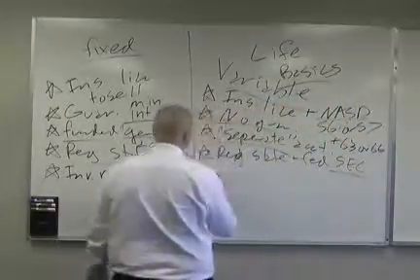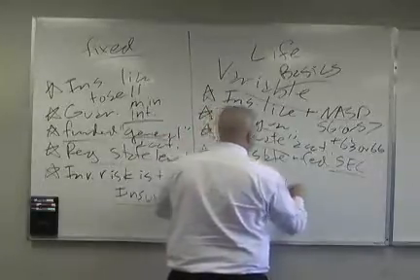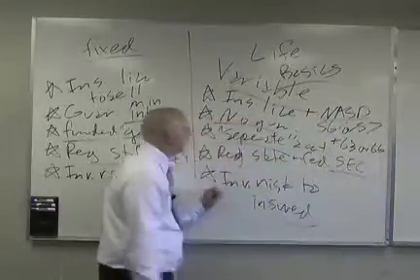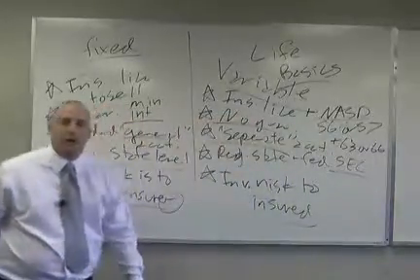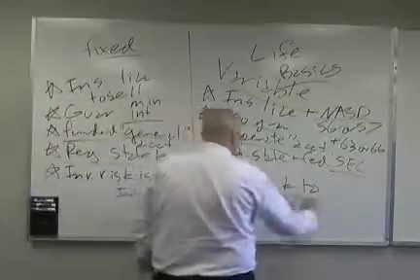Now over here, in the variable life, the investment risk is to the insured. Why? What do we say up here? No guarantees, right? There's no guarantees. You could lose all your money. So the investment risk is definitely to the insured here.